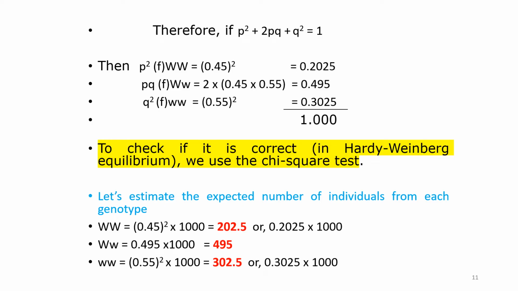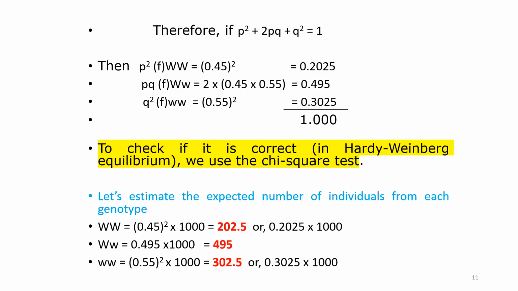But we want to see if this population is in Hardy-Weinberg equilibrium. Therefore, recall that p squared plus 2pq plus q squared equals 1. So our p squared is the frequency of the dominant homozygote, and that is 0.45 squared. For the recessive homozygote, it is 0.55 squared. And 2pq applied here gives us 0.495.